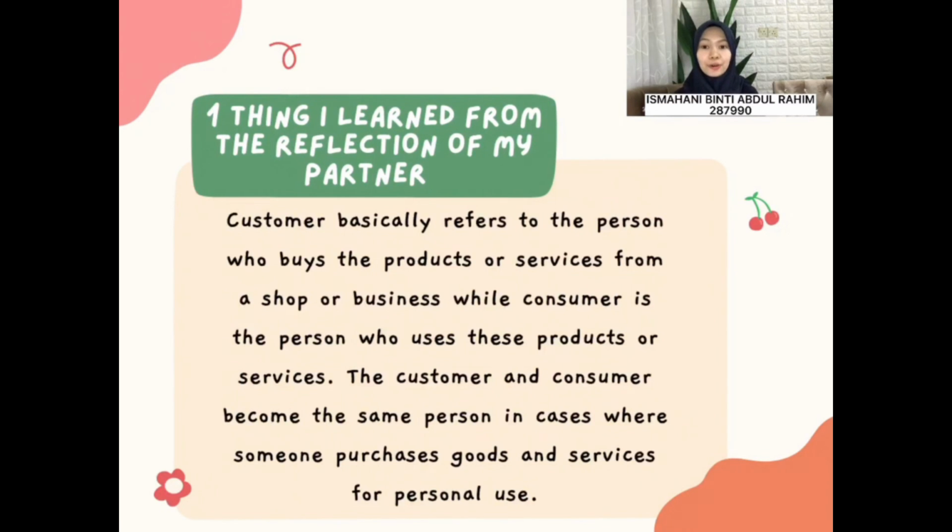One thing that I learned from the reflections of my partner Wong Xin Ying is that customer basically refers to the person who buys the product or service for a shop or business, while consumer is the person who uses the product or service. The customer and consumer become the same person in cases where someone purchases a good or service for personal use.